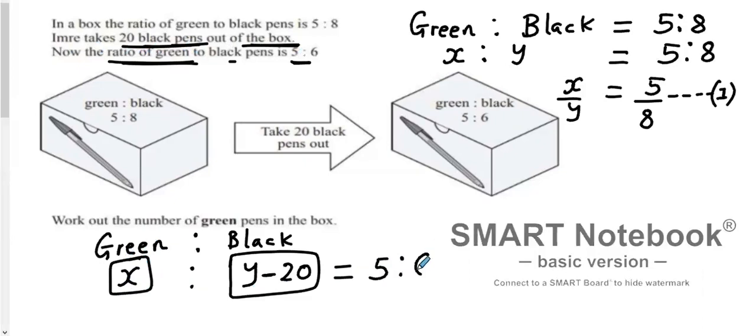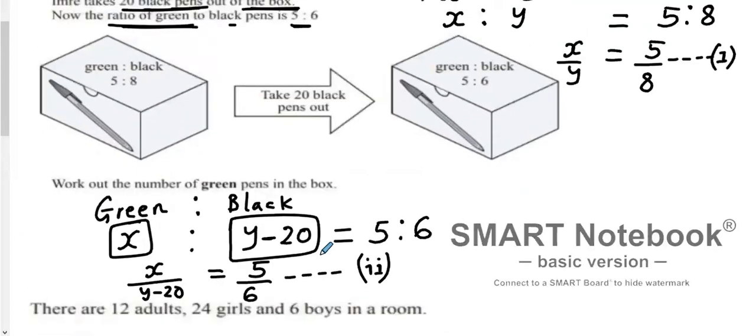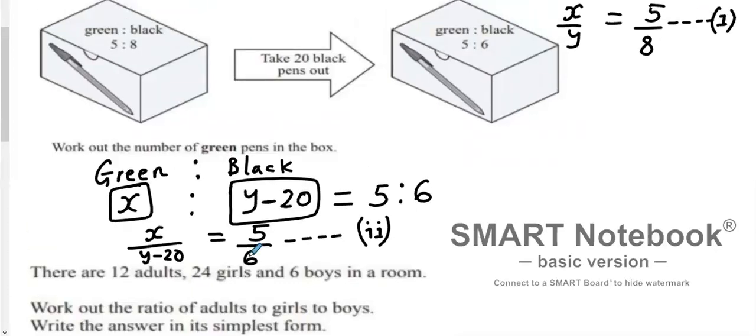5:6. See that? So that will give you the second equation, which will be as a fraction. This will be X over Y minus 20. That will give you 5/6. So this will make your second equation. Okay? So now, how do we move on? Here, you should be very careful. How do we combine this equation and that equation?